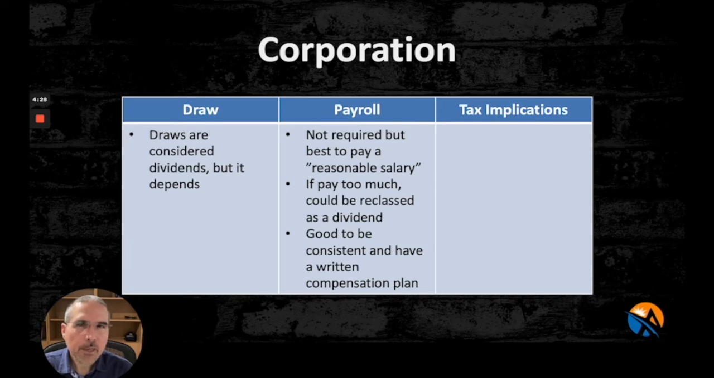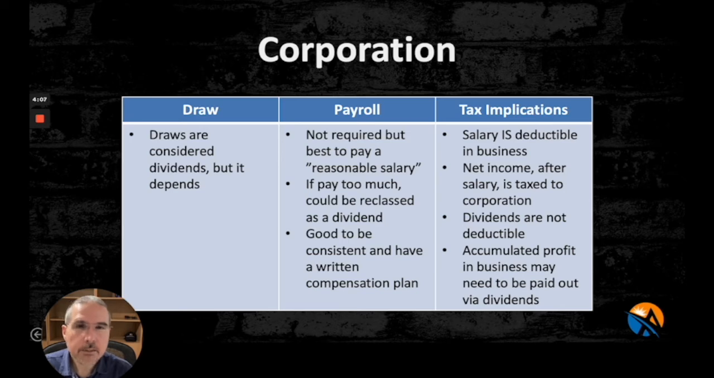But let's just say you're paying yourself a reasonable salary. You want to make sure that you're paying yourself an amount that is not too much, because if you ever got challenged, the IRS would possibly reclassify some of that pay to a dividend. Why is that important? Well, in a corporation, the tax implication is that you're able to deduct the salary, and then the net income is taxed at the entity level. In other words, it doesn't transfer over to your personal tax return, but it's taxed separately right now on the corporation's tax return. So a dividend would then be taxed on your personal side.